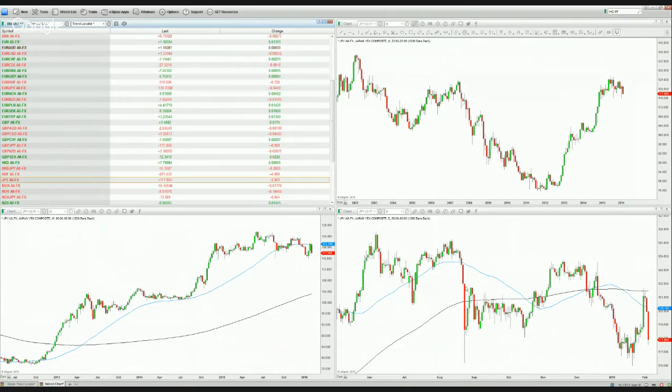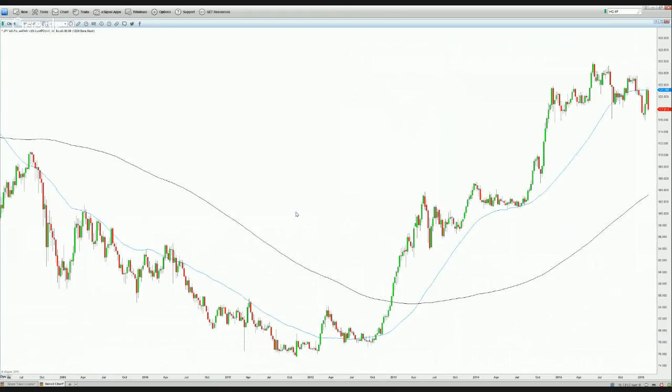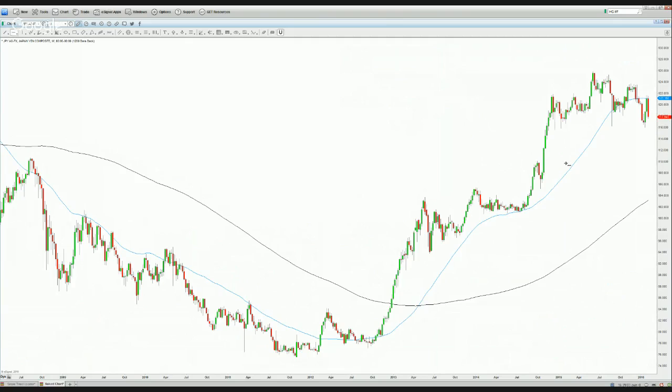So it is starting to suggest some kind of alignment, but we really need to see price break out of this support. If price breaks this support here, there's a strong support level right here. If price breaks through this support, then we could see good weakness to the downside to the weekly 200. But for now, standing aside.